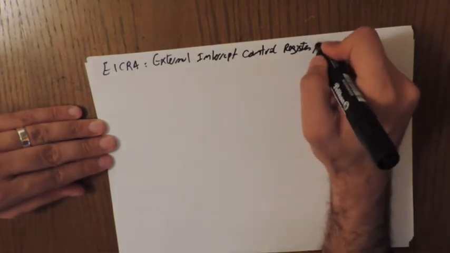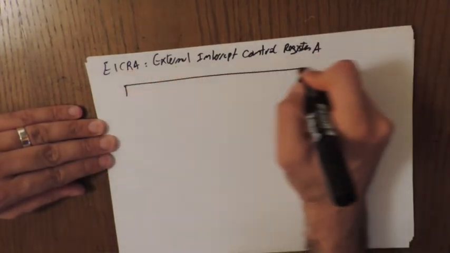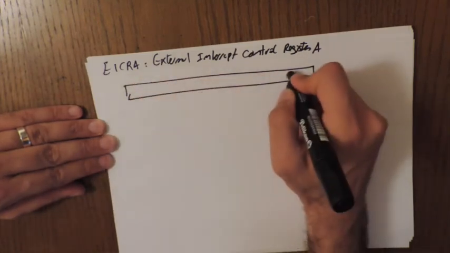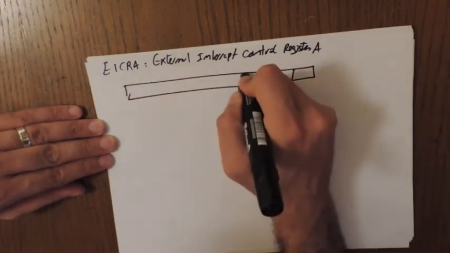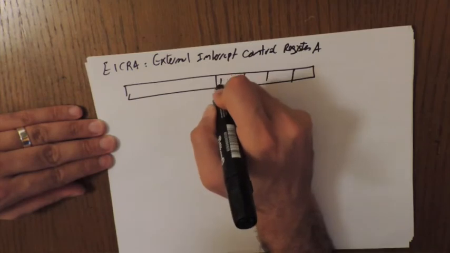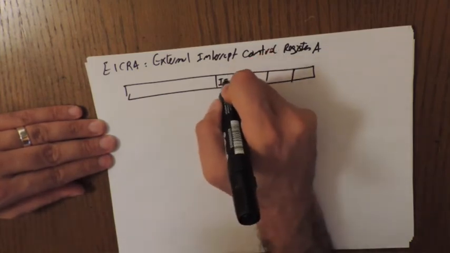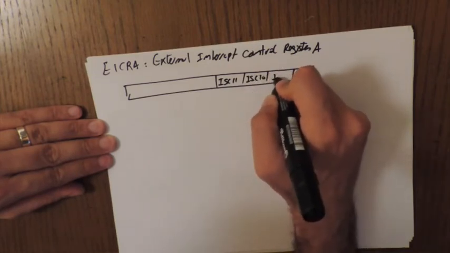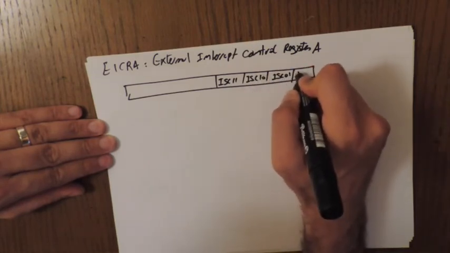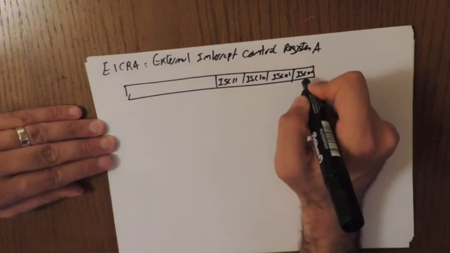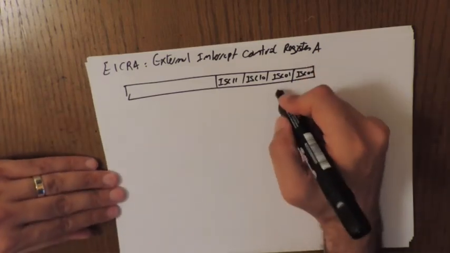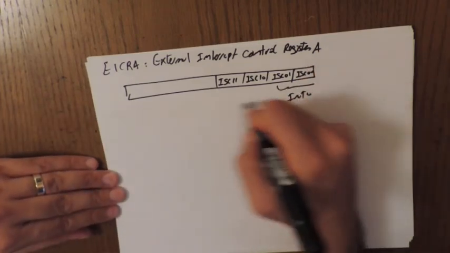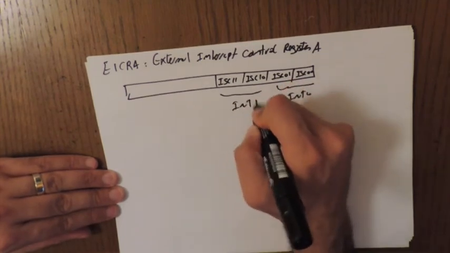Register A. In this we have 4 bits of interest to us: ISC11, ISC10, ISC01, ISC00. So this is for INT0 and this is for INT1.